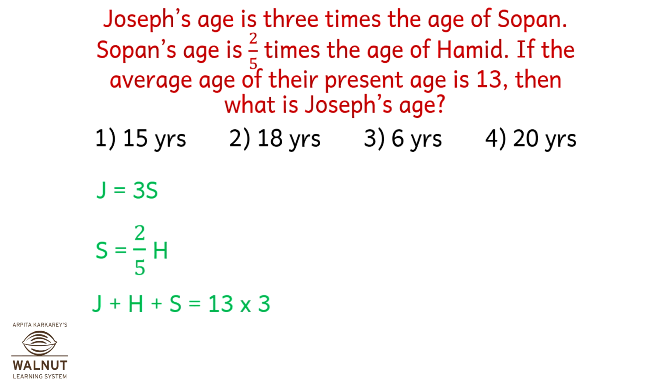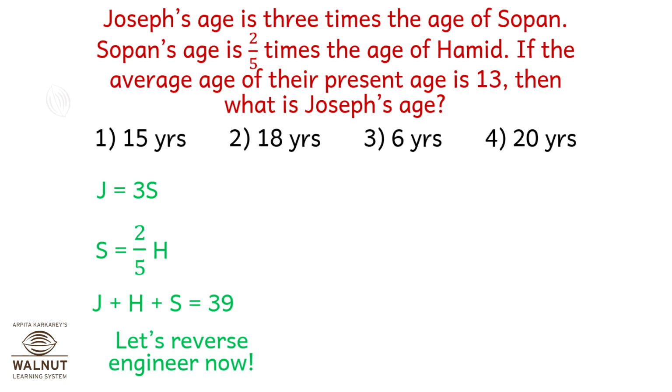Why? Because average age of the present age is 13. So J plus H plus S upon 3 is equal to 13. Therefore, J plus H plus S is 39.